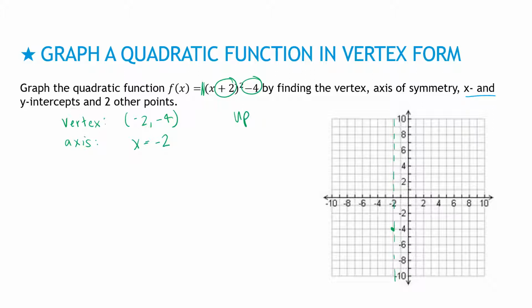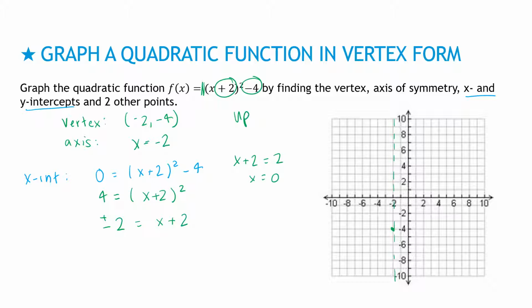So let's find the x and y-intercepts. The x-intercept is me plugging in a 0 for y. x plus 2 quantity squared minus 4. Add 4 to each side. Oh, that was fun. I switched colors without knowing it. Take the square root of each side. The square root of 4 is plus or minus 2. So again, that means x plus 2 is positive 2, or x is 0. And then x plus 2 is negative 2, or x is -4. So 1 at 0, 1 at -4.